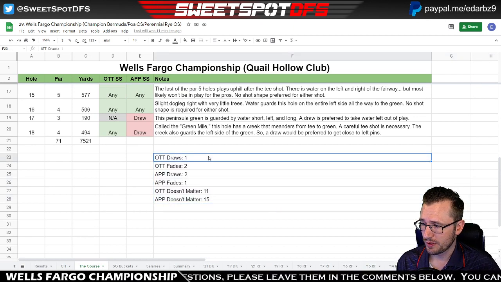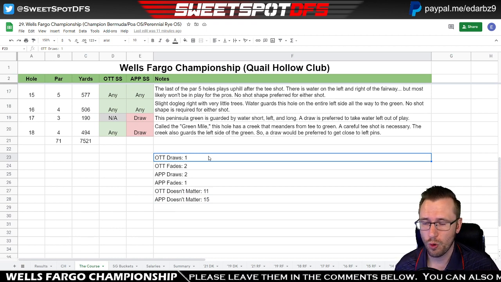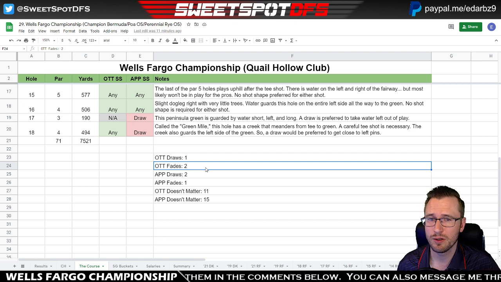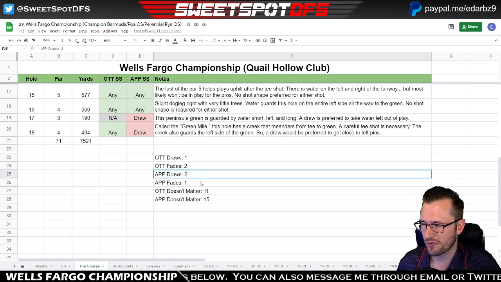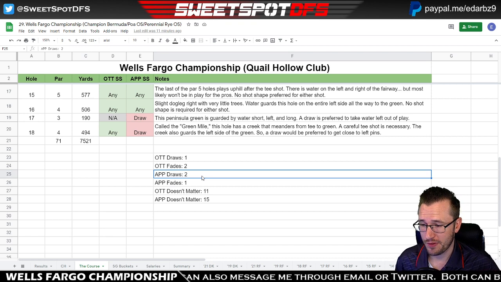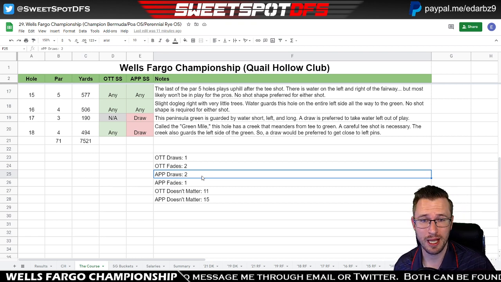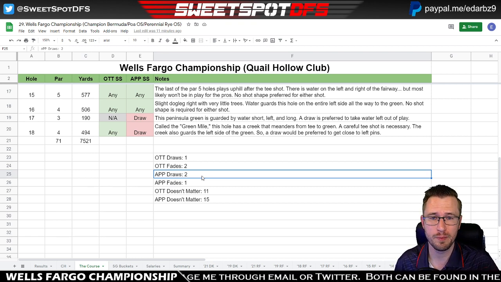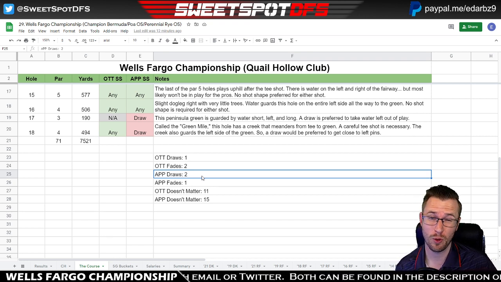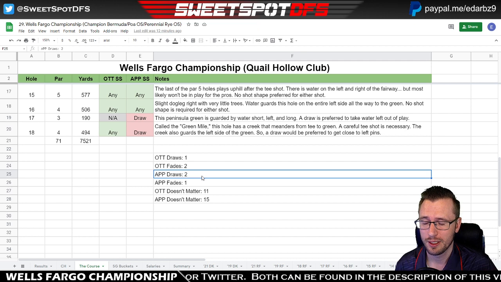So I have off the tee, holes that matter to hit a draw, only 1. Holes that matter hitting a fade, only 2. So it's not really going to matter that much what type of shot shape you need off the tee. Same applies for approach shots. If there's water or a bunker tucked left, hitting a draw would be much more beneficial because it'll get you closer to the hole, not going away from the hole, if you think about that.